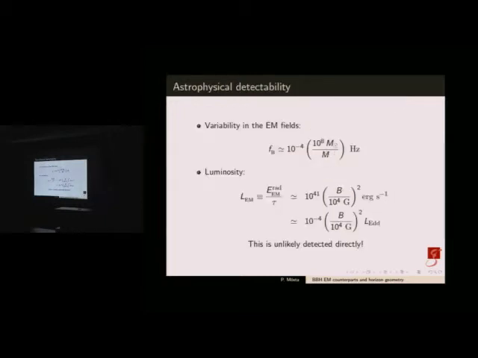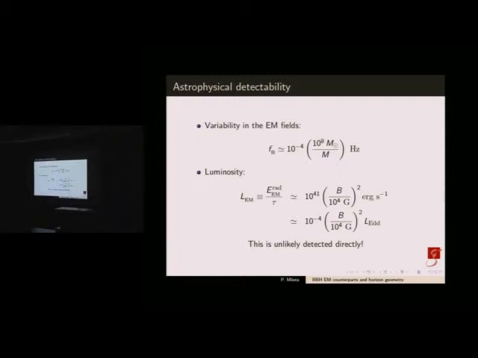Okay, we can still look at whether that is detectable in any way. The two main things that we looked at are, first of all, what variability is introduced in the EM fields, what is the frequency? And if you see from here, these frequencies are very low, so they're outside what is accessible to radio observation. And then the luminosity itself, which is here.